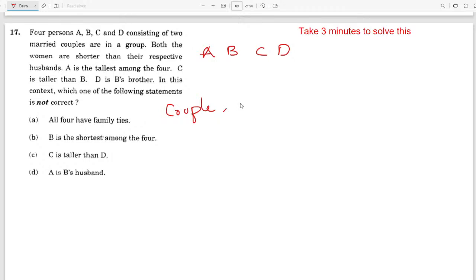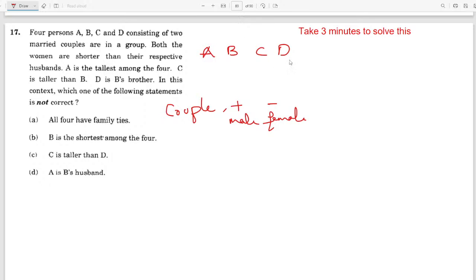So I would take plus as male and minus as female, and this is just a convention here. There are 4 persons A, B, C, D consisting of 2 married couples. So in these 4, there are 2 couples: one husband and wife, and another husband and wife.